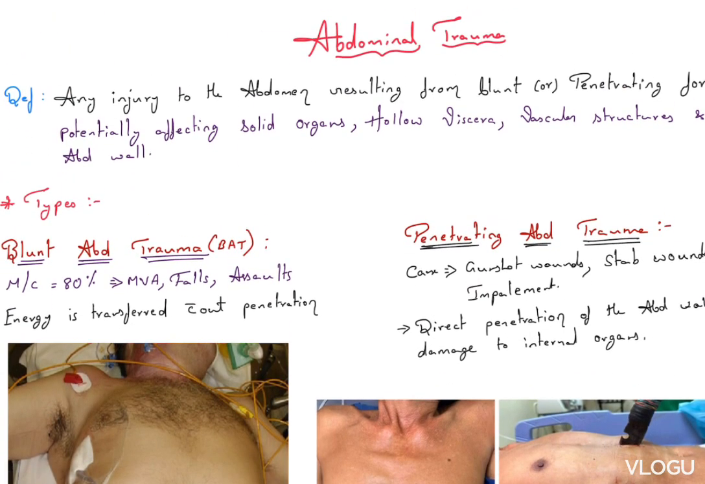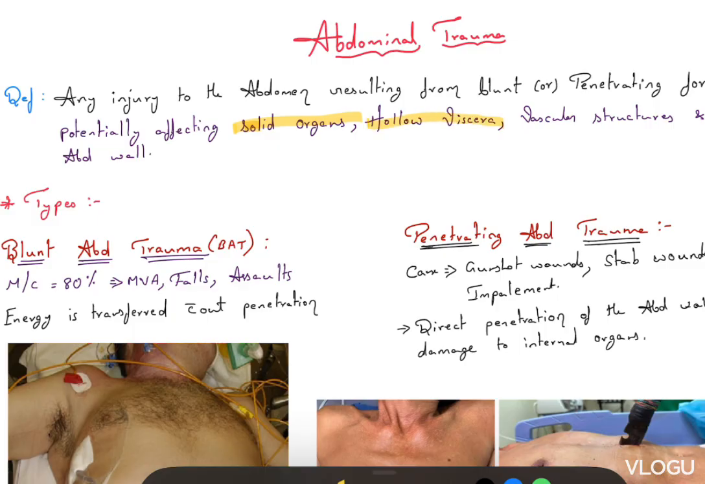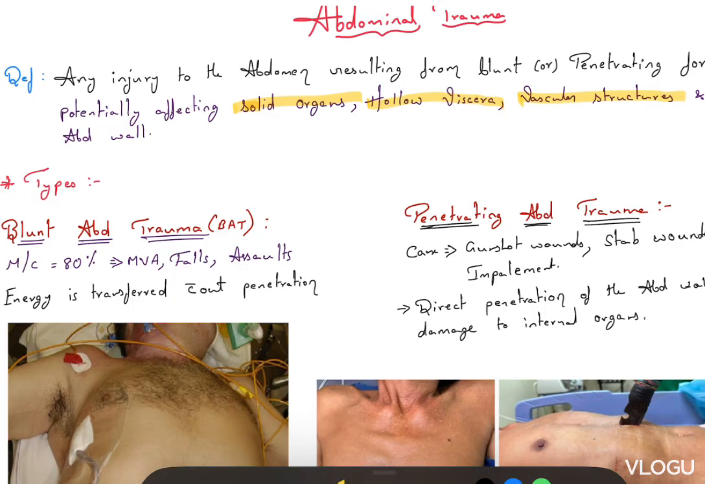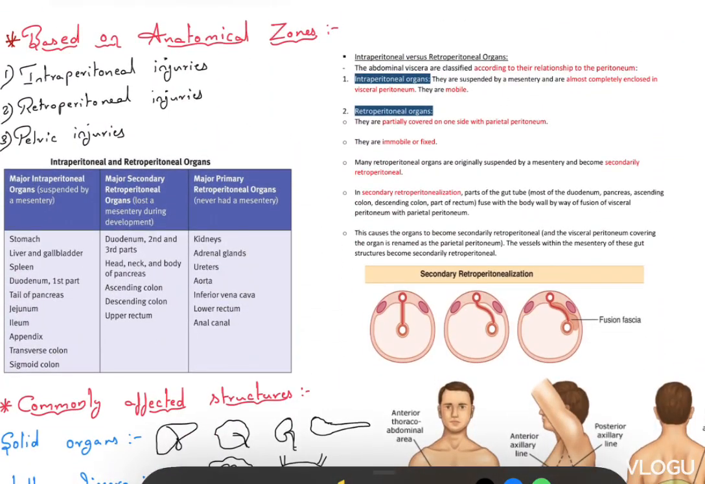Okay, so abdominal trauma: we already discussed the solid organs, hollow visceral and vascular structures, and abdominal wall. Before that we have to know some basic anatomical zones. So retroperitoneal structures are very important. What it means is we have 2 different types of organ structures, intraperitoneal and retroperitoneal.